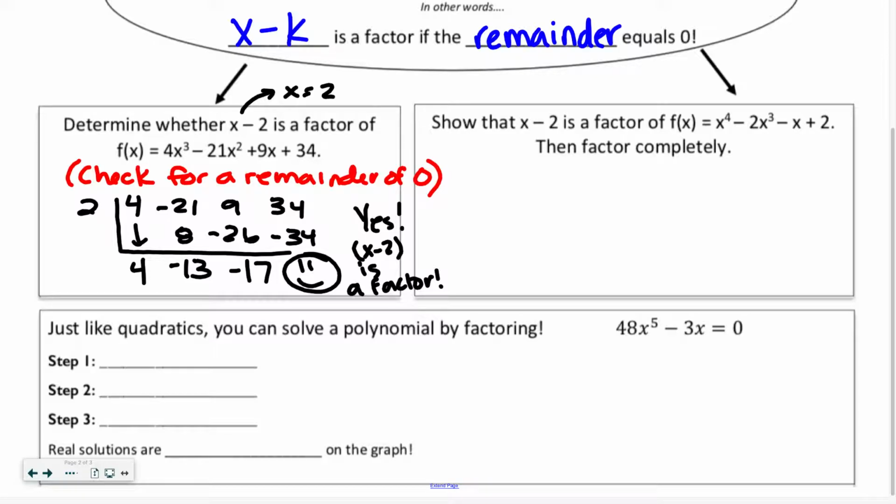So we're kind of leading up to this idea of, what if a polynomial doesn't factor? Can we still find its zeros? Can we still find a way to find factors? And the answer is yes, through polynomial division.